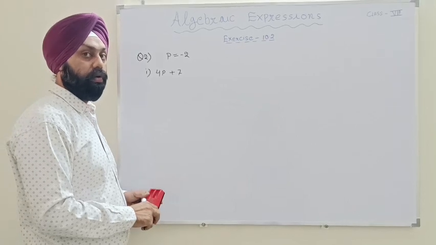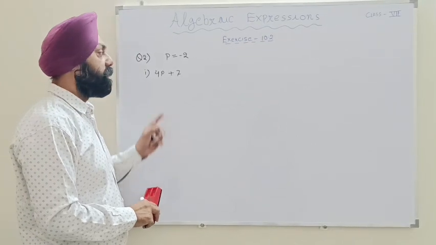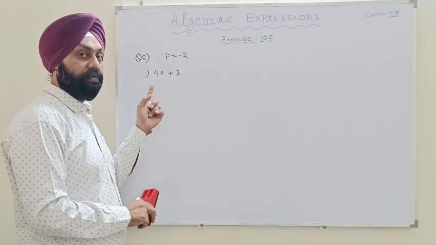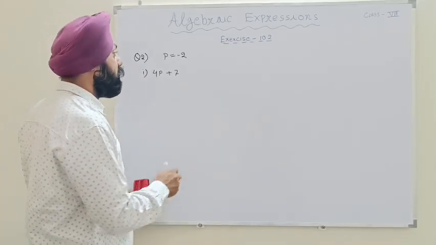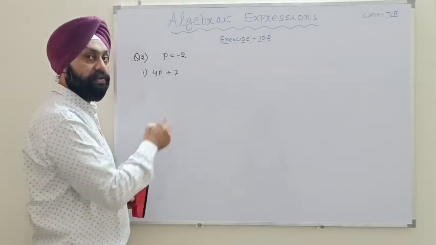Now the value of the variable is minus 2. Here the variable is p, and for the first expression, first part it is 4p plus 7. So here we will put the value of p, that is minus 2, in this expression.